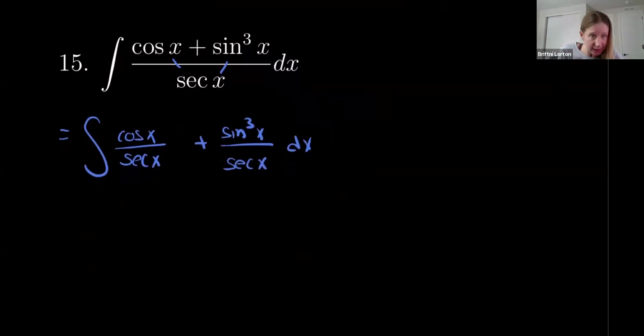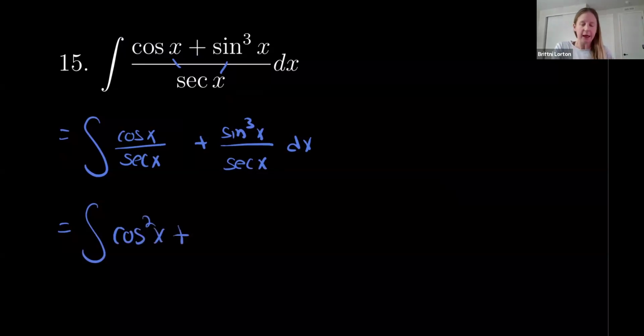And we have to remember our trig. Secant is 1 over cosine. So this becomes cosine over 1 over cosine, which becomes cosine times cosine, which is a cosine squared plus, okay, good. And then this is a secant is 1 over cosine. So dividing by secant is the same thing as multiplying by cosine.